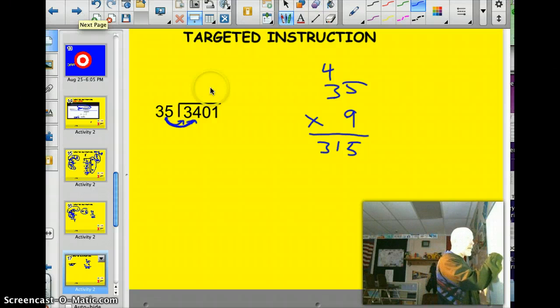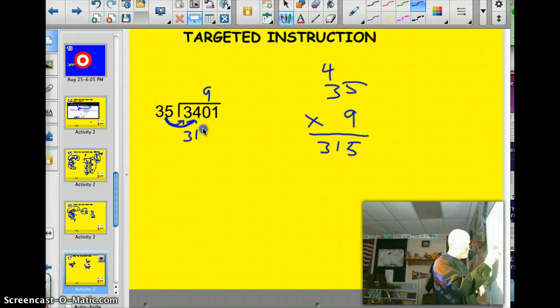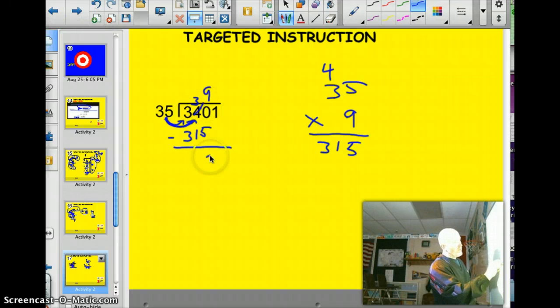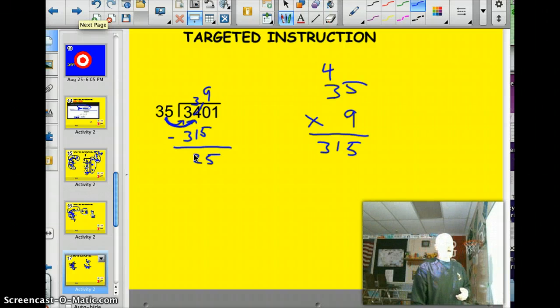So I'm going to go ahead and put the 9 in, and I write down my 315, and I can subtract that out. 0 minus 5 doesn't work, so I trade. This becomes a 3. And I've got 10 minus 5, which is 5. And I got 3 minus 1, which is 2. And then my 3's cancel out. So I have a remainder of 25.